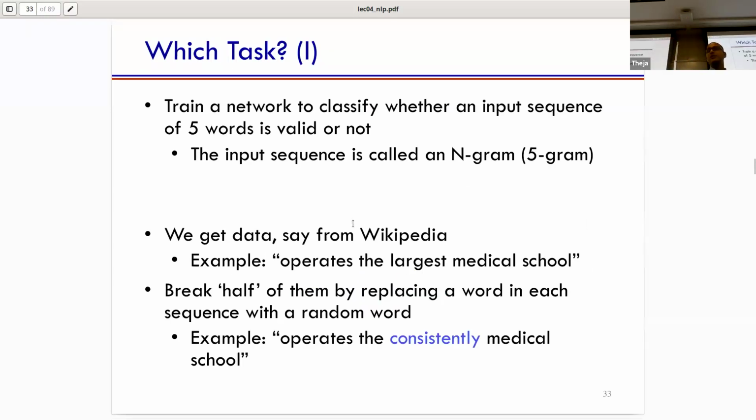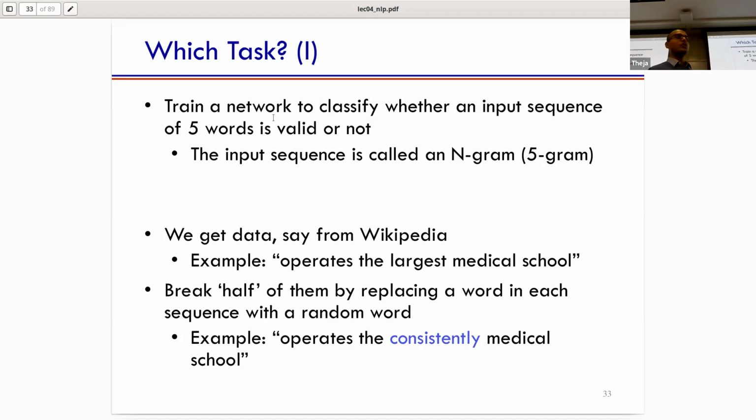So what task? This is a prediction-based approach. We want to set up a task such that when we do that prediction problem, we'll get good vector representations, good entries in each of the words' vector representation. Here's an example task, and we'll see a more concrete task in a few slides. Just as an illustration, let's say we want to create a model that classifies whether an input sequence of 5 words is valid or not.